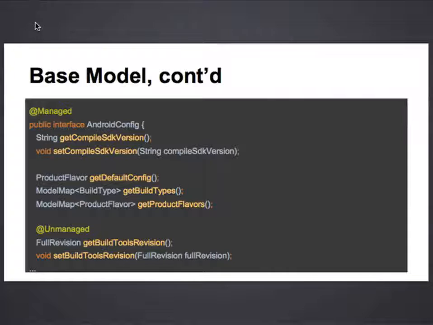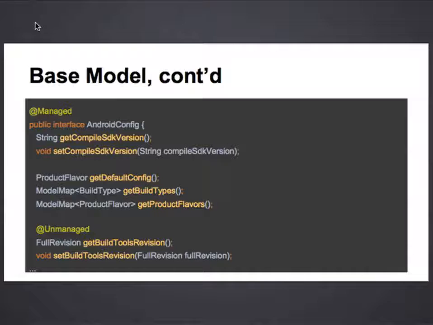One of them is that we can't really have special setters, and so FullRevision is just a class to manage a revision of a version of stuff that we have in the SDK. We don't want the developer in the DSL to say buildToolsRevision equals an actual FullRevision object. We want to just pass a string and have the code parse it and convert it into a FullRevision. It's something that we do in the current DSL, but it's something that we cannot do here.